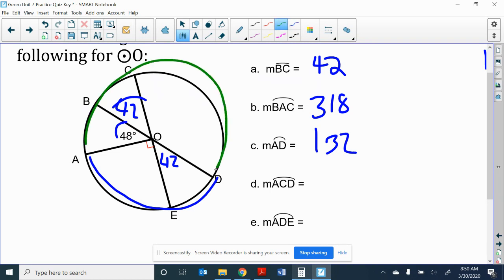ACD going all the way around there, I have 180 degrees there, and then this 48. So that's going to be 228. And the last one is ADE, so all the way around there. So basically everything but that right angle. So that gives me 270.